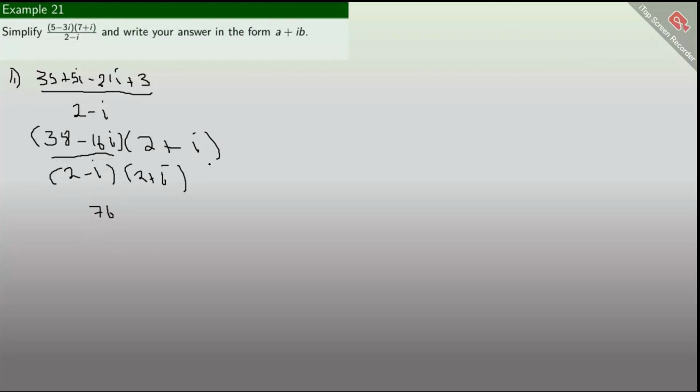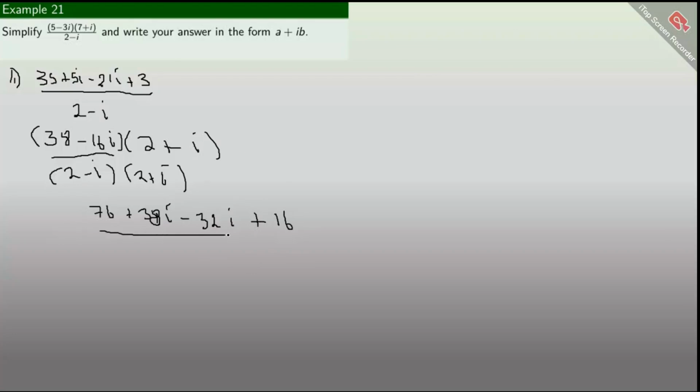38 multiplied by the imaginary unit, that will be 38 imaginary unit. Okay, negative 16i times 2, that is going to give us what? Negative 32i. Then, the last part, we are going to get positive 16. That is negative 16i times i.